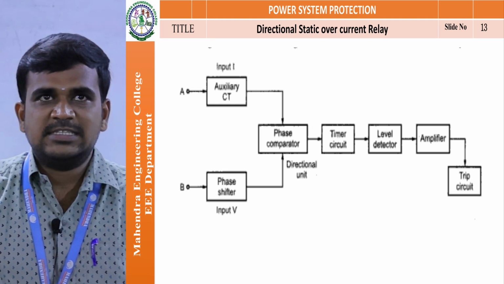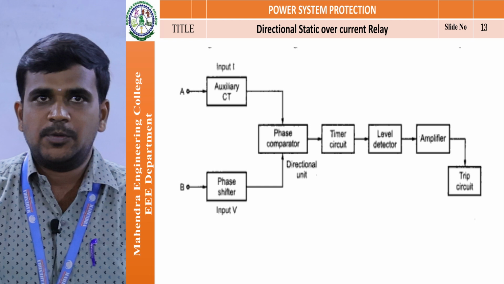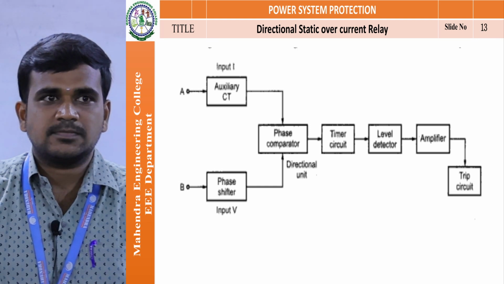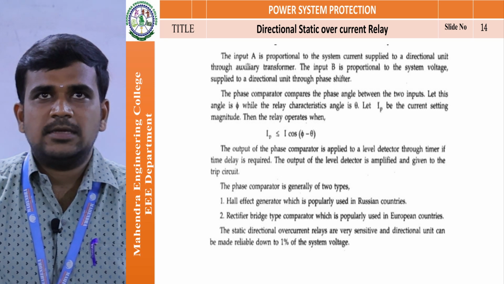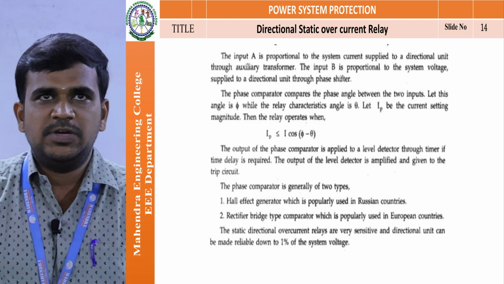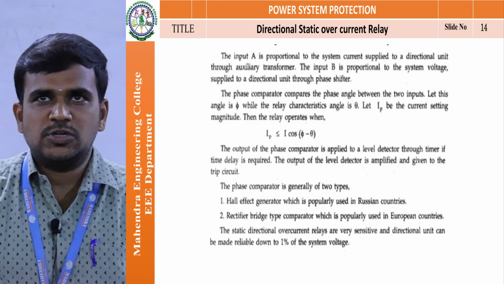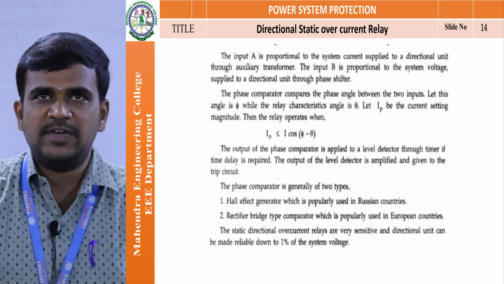For example, input A is directly proportional to the input current. Then input B is directly proportional to the input voltage. The input A is proportional to the system current supplied to the directional units through auxiliary transformers. The input B is proportional to the system voltage supplied to the directional units through a phase shifter.